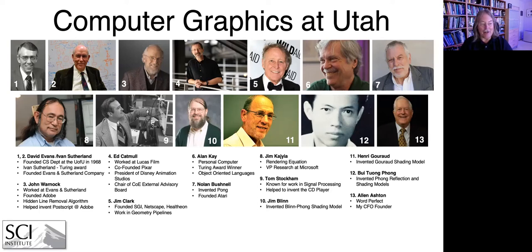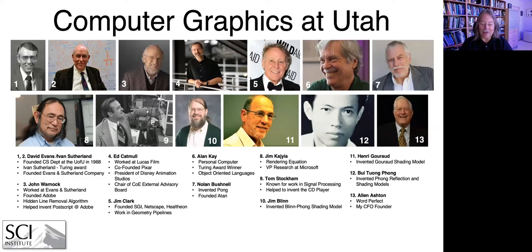Ivan ended up receiving the Turing Award for his work in graphics, National Academy of Engineering, et cetera. The third faculty member was number nine, Tom Stockham, who was a signal and image processing guy, also a National Academy member. And those three faculty then started educating students, and some amazing students came through. So our alumni: John Warnock, who founded Adobe, created the hidden line removal algorithm for his PhD dissertation. Ed Catmull, who co-founded Pixar with Alvy Ray Smith and Steve Jobs, and has been the CEO of Pixar for a long time.